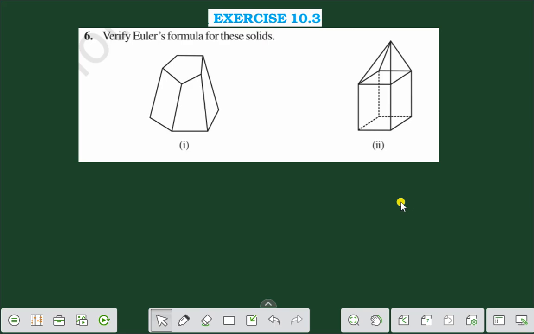Hello everyone. Today we shall discuss exercise 10.3 question number 6. Verify Euler's formula for these solids, number 1 and number 2. Now first we will solve number 1.